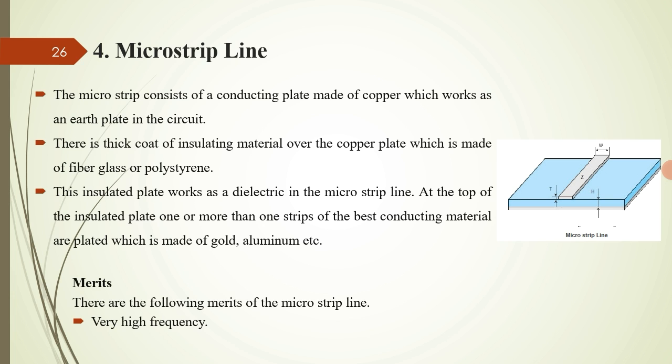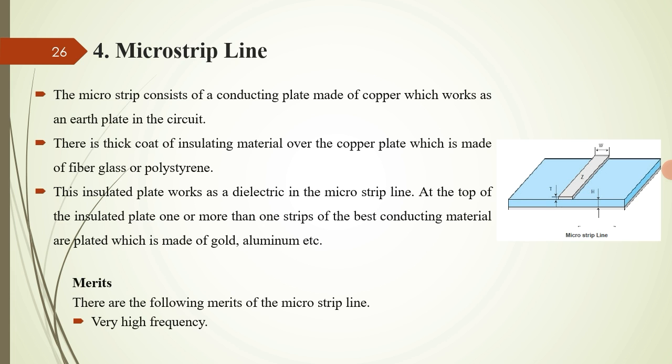Here the microstrip line consists of a conducting plate made up of a copper material, which works as an earth plate in the circuit. There is a thick coat of insulating material over the copper plate, made up of fiberglass or polystyrene. This insulated plate works as a dielectric in a microstrip line.